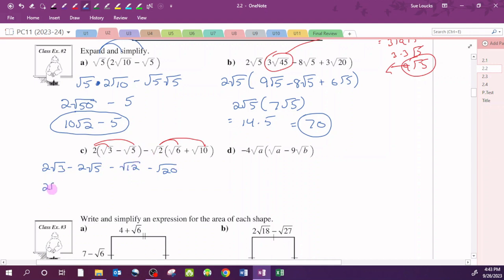So I get 2 root 3 minus 2 root 5 minus... That's going to be 4 times 3, so that's 2 root 3, and that's 4 times 5, so that's 2 root 5. And then I'm going to add these things together, so I get 2 root 3 minus 2 root 3 is 0. Let's cancel. And I get minus 2 root 5 minus 2 root 5 is minus 4 root 5.